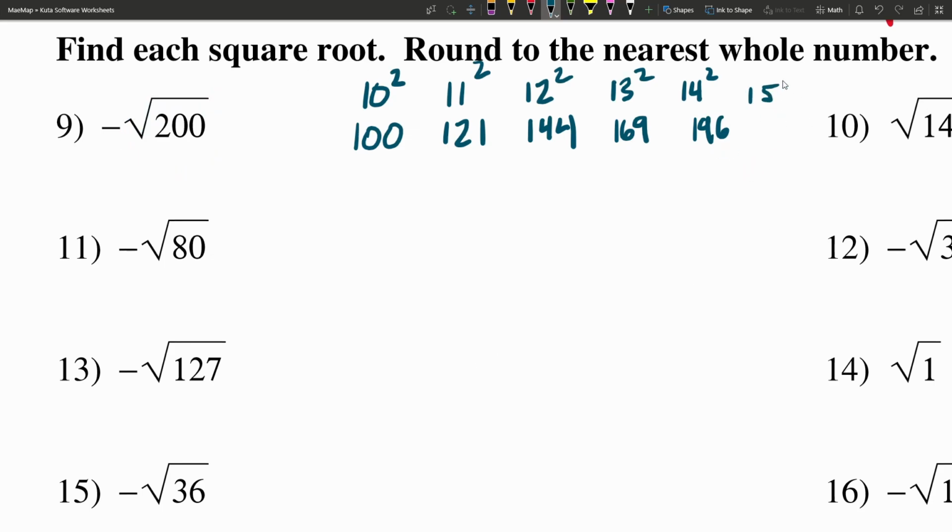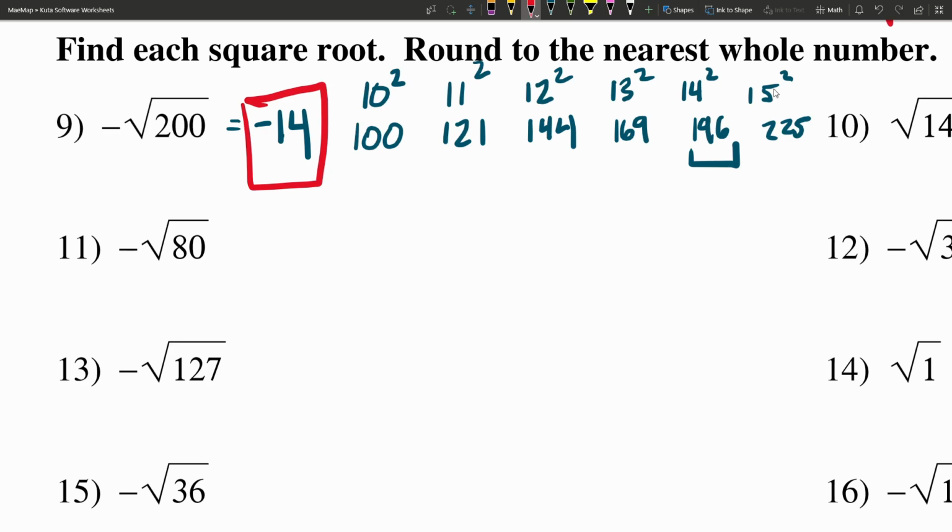And if we did 15 squared, which is 15 times 15, which equals 225, you can see that 200 falls between 14 squared and 15 squared. And it's only 4 more than 196, but 25 less than 225. So when we're rounding to that nearest whole number, because 14 squared is closer to 200, we're going to say that the square root of 200 rounded to the nearest whole number will be 14. And remember, there's a negative here, so this is going to be equal to a negative 14. So sometimes it's helpful to write out squares to help you with your square roots.